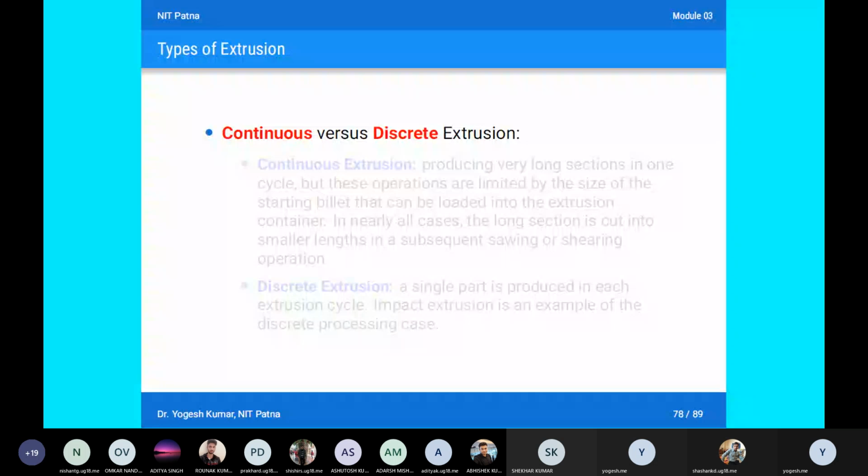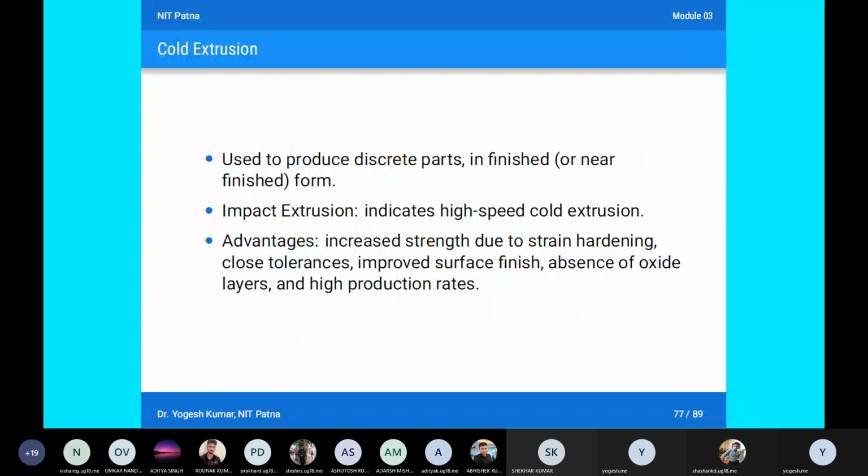Sir, okay, I have a doubt. Yes. Sir, what is close tolerance? Close tolerance means we have a more accurate product. The dimensions are more accurate as compared to your other process, that is the hot process. Close tolerance means closer to zero dimensional inaccuracy. Okay, got it.